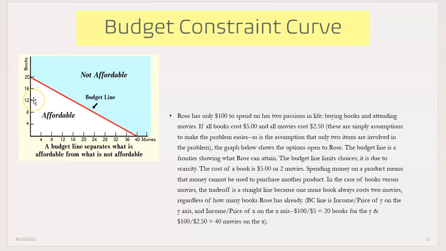But if she is buying 12 books and 16 movies, she is actually... So it depends on whether she's spending all her income or less than her income. She might be in the frontier. This is our budget constraint curve. It's constraining your budget. It limits how much you can buy because it's limited by your budget, right? This is really the best way to phrase it.